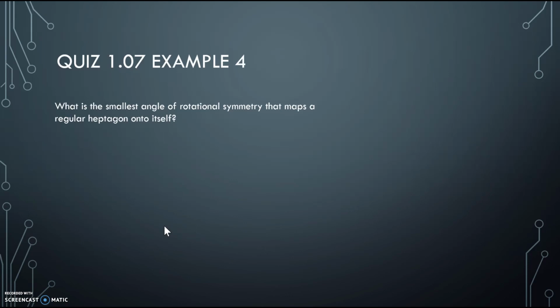So you would have to know first of all that a heptagon, and a regular heptagon, is a polygon with 7 equal sides. Regular says they're equal, hept says there's 7 of those.